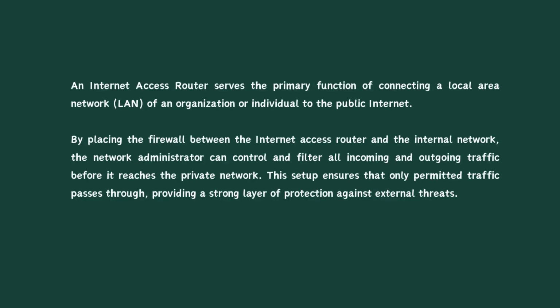An Internet Access Router serves the primary function of connecting a local area network of an organization or individual to the public internet. By placing the firewall between the Internet Access Router and the internal network, the network administrator can control and filter all incoming and outgoing traffic before it reaches the private network. This setup ensures that only permitted traffic passes through, providing a strong layer of protection against external threats.